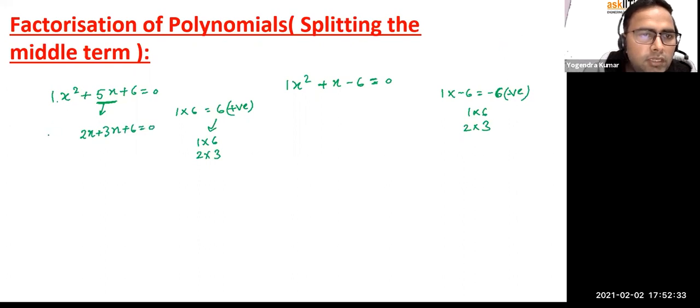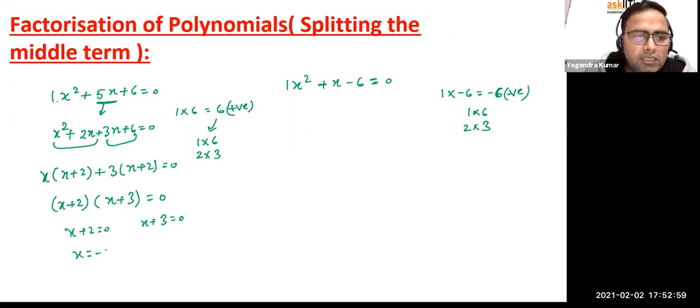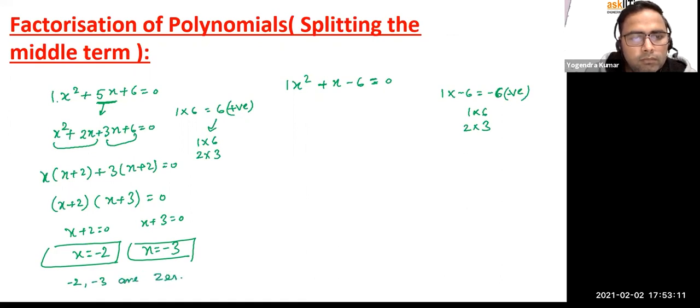Plus 6 equals to 0, and x square is already there, right? Now make pairs, this pair here, this pair here. So x I can take common here, x plus 2, and 3 I can take common here, x plus 2. So we are getting finally x plus 2 and x plus 3. So x plus 2 equals 0 and x plus 3 equals 0. So we are getting x equals minus 2 and x equals minus 3. These are the zeros of the given polynomial.